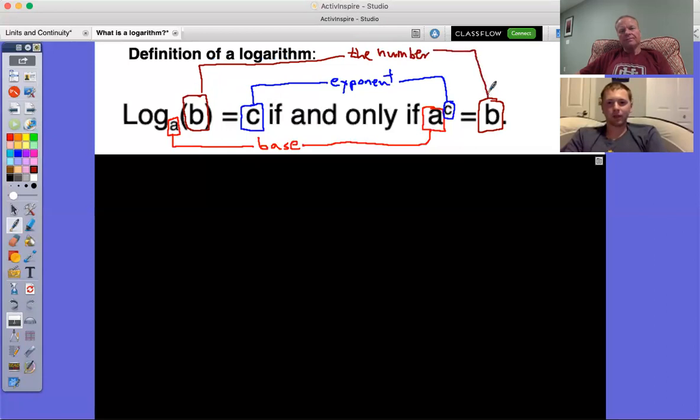So guys, this is the formal definition. Log base A of B equals C if and only if A to the C equals B. So please understand, what is this good for? If I give you a logarithmic expression, you can write it exponentially. If I give you an exponential, we can write it logarithmically.